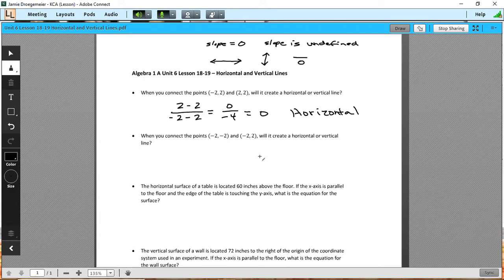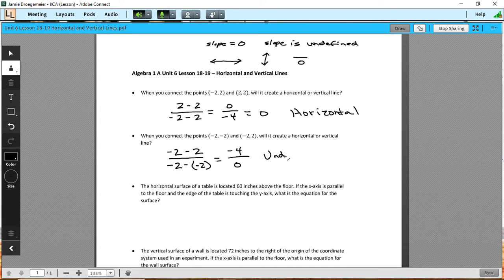Second question here, this time we're connecting the points -2, -2, and -2, +2. So again, thinking about finding the slope, difference between the y values, first y value is -2, second y value is +2, so that's -2 minus 2. Then the difference between the x values, first x value is -2, second x value is also -2, so we're subtracting -2. All right, so -2 minus 2 is -4. -2 minus a -2, that's the same as -2 plus 2, which would be 0. And so this time our 0 is in the denominator.